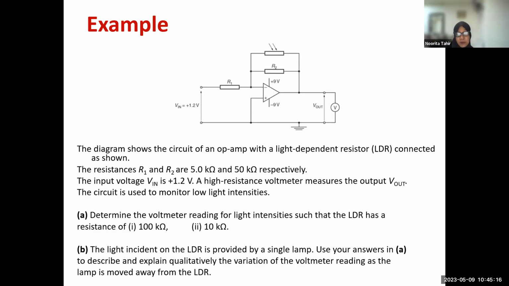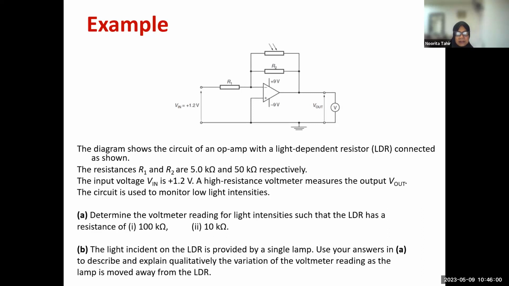This is op-amp with a light dependent resistor, but it is using the inverting input. It gives us R1 and R2 at 5K and 50K respectively, and the input voltage is 1.2 volt. A high resistance voltmeter measures the output. It asks us to compute what the voltmeter reading will be if the LDR has a resistance of 100K, and then the next one, if the LDR has a resistance of 10K.